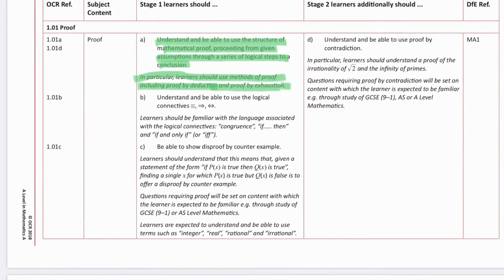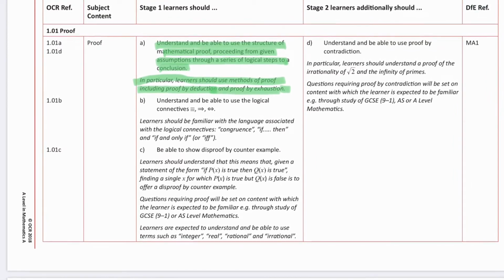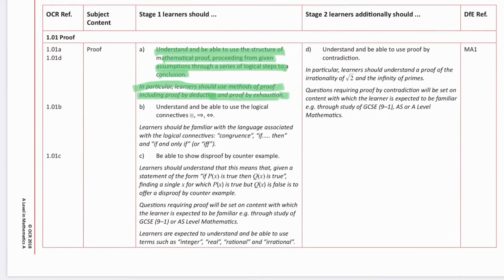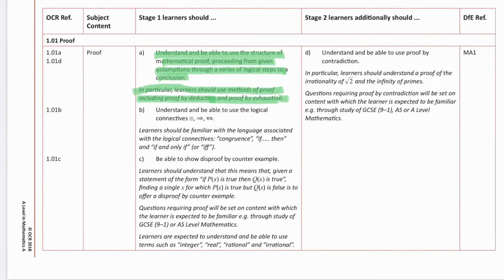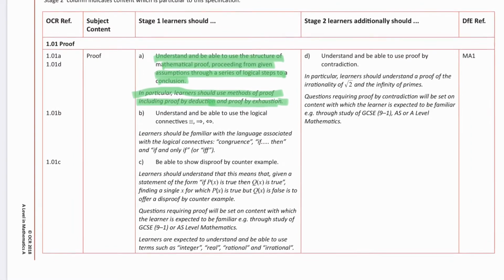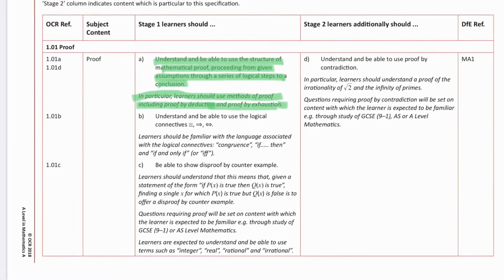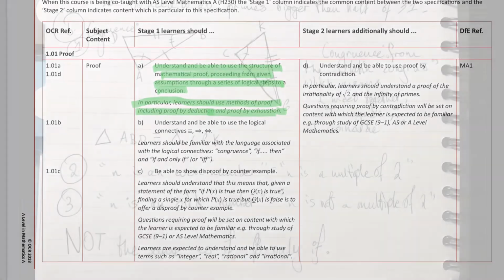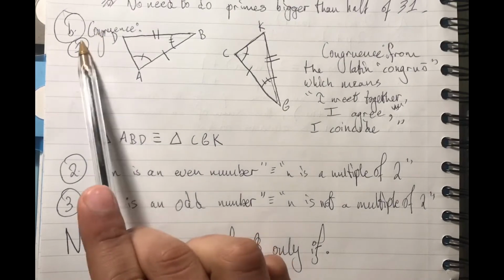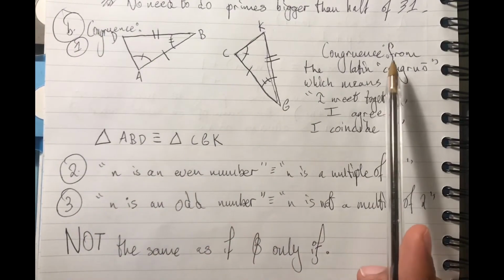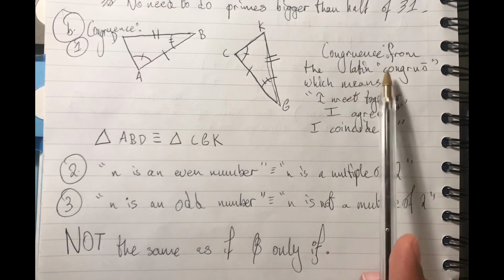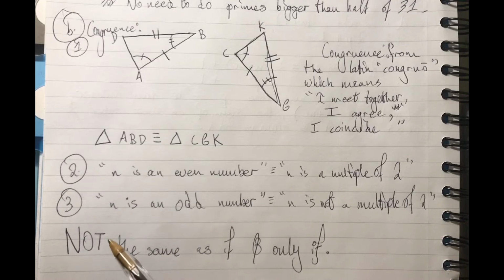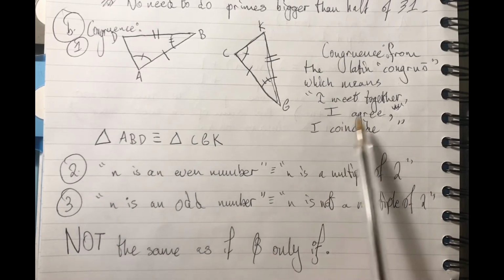Let's look at B. Understand and be able to use the logical connectives. Congruence, implies that, and if and only if. Learners should be familiar with the language associated with the logical connectives. Congruence, if blah blah blah, then blah blah blah, and if and only if. Now, congruence is the first thing we're going to look at. It comes from the Latin word congruo, which means I meet together or unite with someone, or agree or coincide.